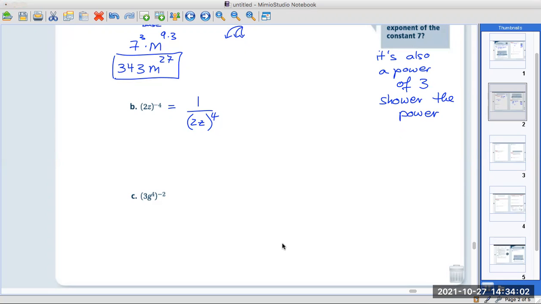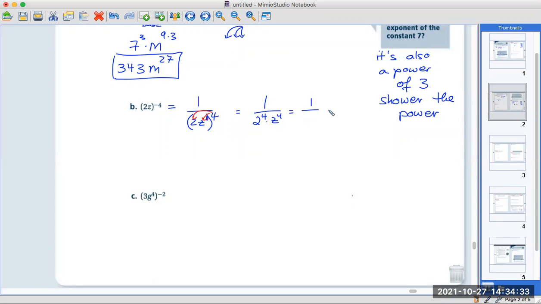And then we're going to do the shower the power on the bottom. So the top stays, but the 2 gets a power of 4 and the z gets a power of 4. So keep the 1, 2 to the power of 4 times z to the power of, there's a 1. If there's no power, you put a 1. 1 times 4 is 4.